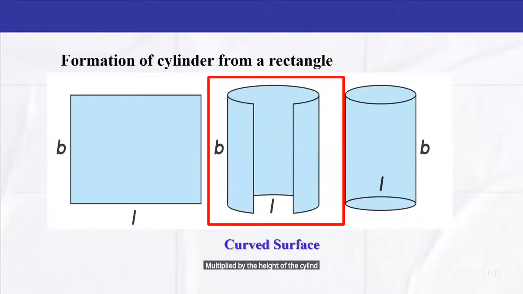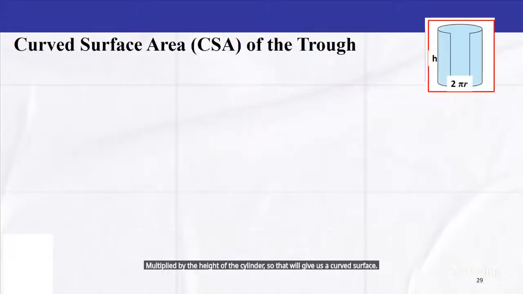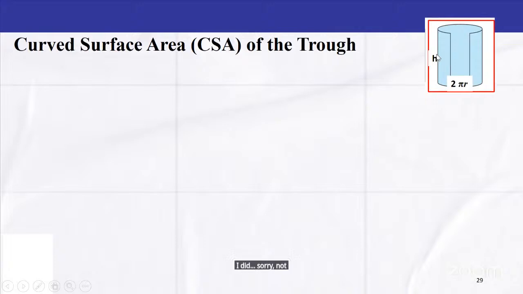So that will give us a curved surface. All right, let's put that on paper now. So here we have it. Because the circumference is 2 pi r, we have it right there. And then the base, sorry, not the base, the breadth becomes the height of the cylinder. So we want to find the curved surface area of the trough.